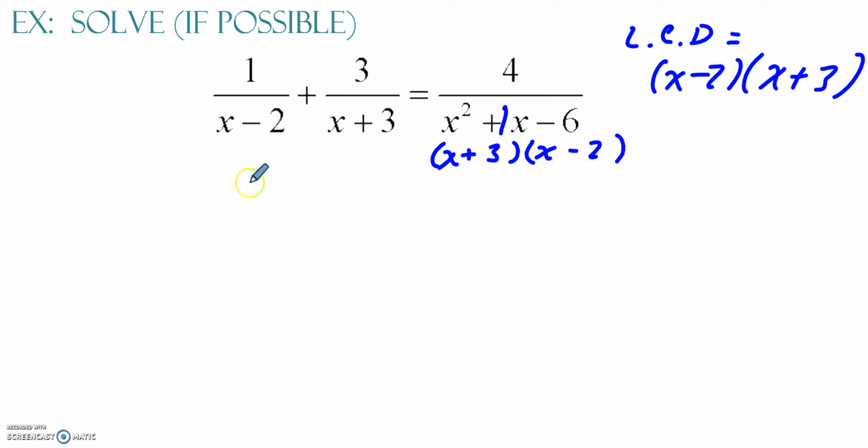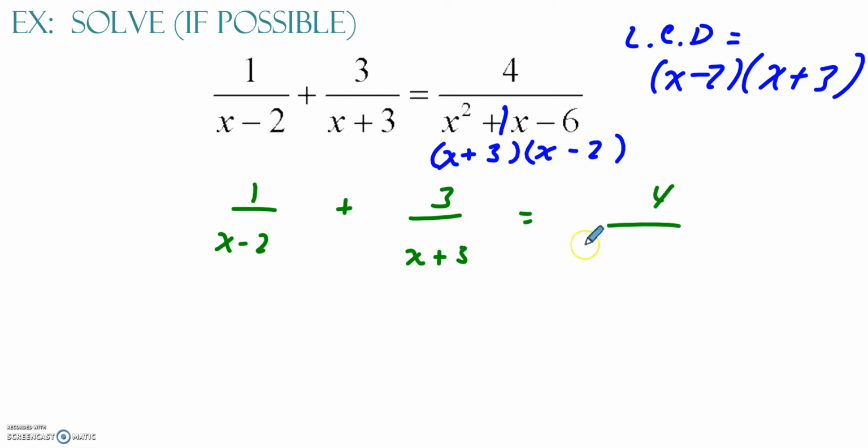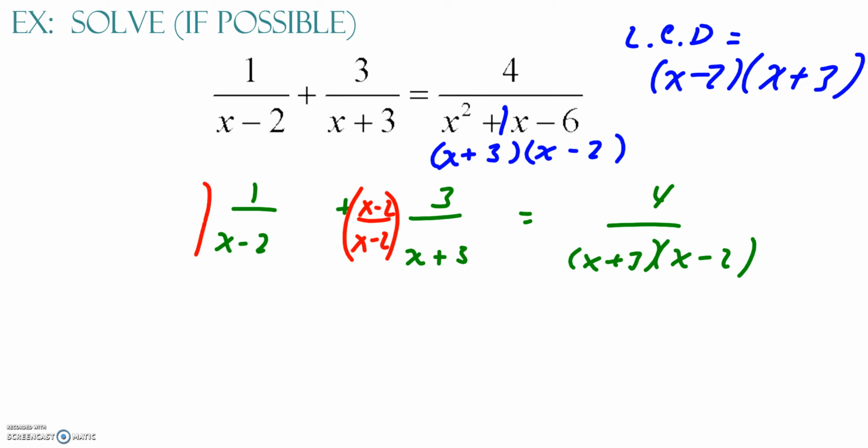So let me rewrite the problem. 1 minus x minus 2 plus, notice I'm leaving some room, 3 over x plus 3 equals 4 over x plus 3, x minus 2. This third fraction already has both pieces of the LCD, so I'm going to leave that alone. This fraction has the x plus 3, but it needs the x minus 2, so I'm going to multiply top and bottom there. And this piece needs the x plus 3, so I'll multiply top and bottom here.